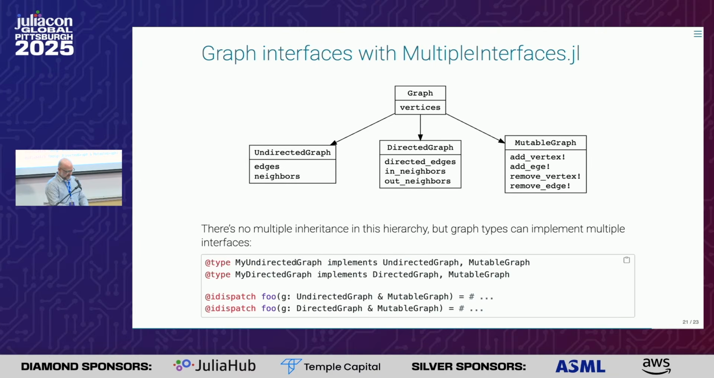So here we've got an undirected graph type that I've implemented that implements both the undirected graph interface and the mutable graph interface. And I've got a directed graph type that implements the directed graph interface and the mutable graph interface. And then I can define a method, foo, which dispatches on an intersection. So I can define one method that dispatches on the intersection of undirected graph and mutable graph, and I can define another method that dispatches on the intersection of directed graph and mutable graph. So we've kind of solved the issue with the original graph type hierarchy.